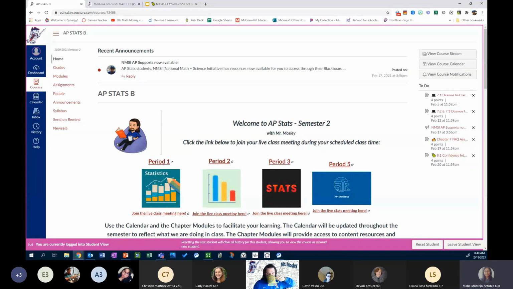Is the chapter 7 assessment and the FRQ going to this week's grade? It will not be part of this progress report, no, unless you turn it in, then I'll grade it for this progress report. But if you have not, it's not going to count against your grade.